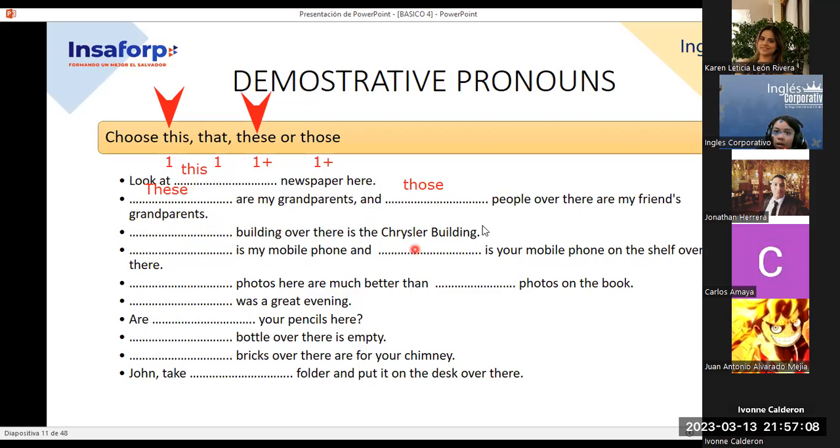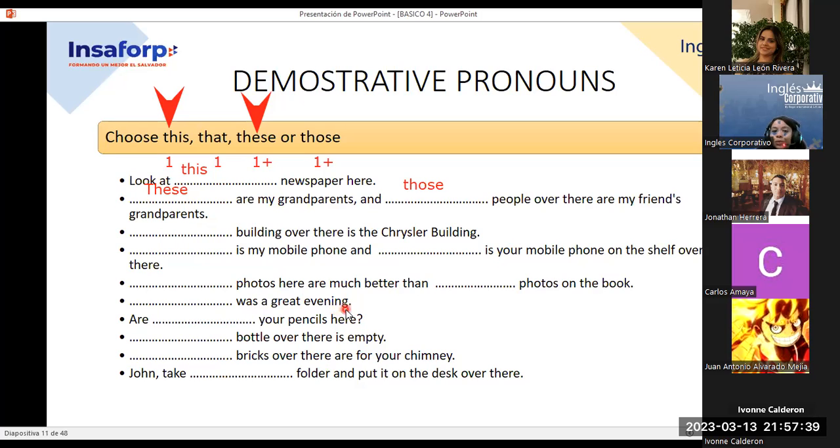That is your mobile phone. And that is your mobile phone on the shelf over there. Okay, very good, very good. What about this one? Photos here. These photos here are much better than those photos on the book. Okay, excellent. Was a great evening.